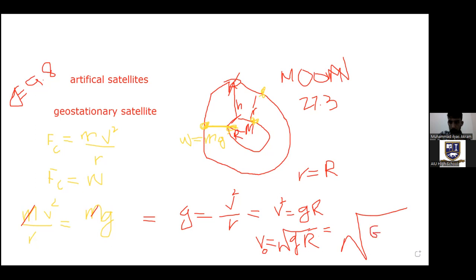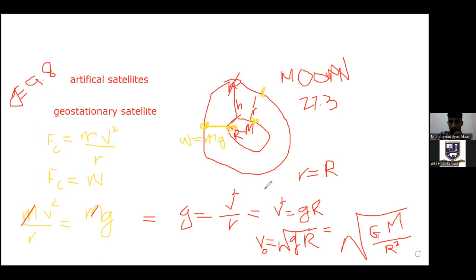G m over r. So orbital velocity is also equal to the square root of G m over r. So here are the two formulas of the orbital velocity, and orbital velocity is the velocity at which a satellite moves around the Earth and completes its revolutions around the Earth.